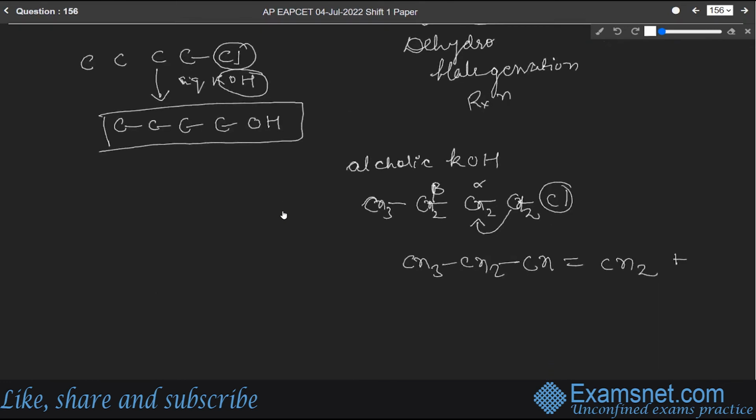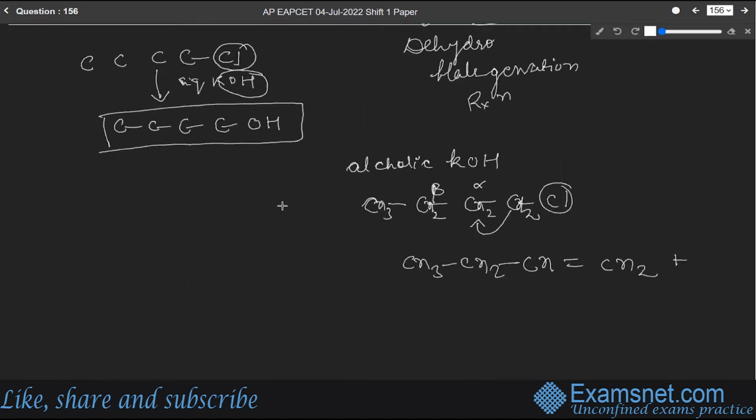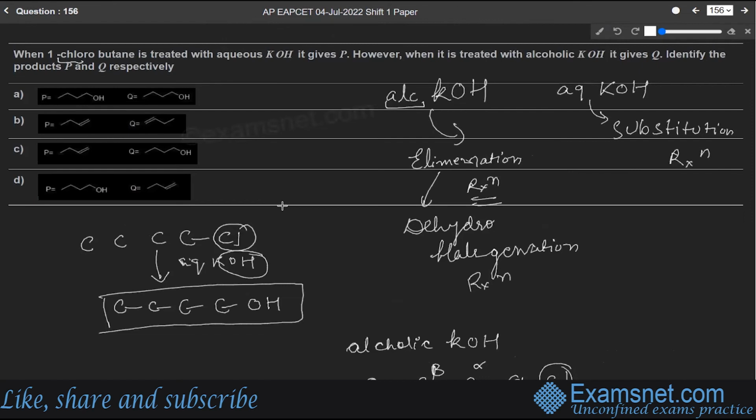So let's see which option is matching. You got two products as the answer, one is this and one is that. So let's see, 4 carbons with a double bond. Yes, this option is matching. You see, 1, 2, 3, 4. This was the answer which we got. So this matches option D. Yes. So let's go to the next question.